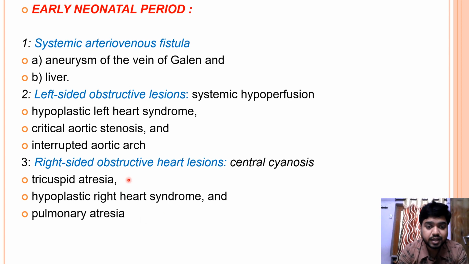See, basically, that's why they present in early neonatal period. Whatever these left sided obstructive lesions, the systemic perfusion is solely dependent on ductus. Even in right sided obstructive lesions, the pulmonary circulation is solely dependent on ductus. So this is the thing which we should understand. Why are these so-called conditions presenting in early neonatal period? Very simple. All these are just dependent on ductus.